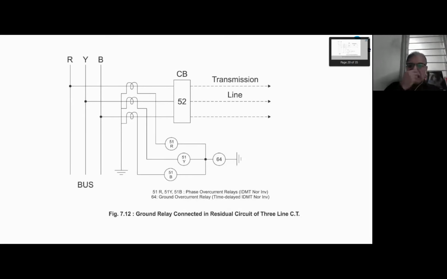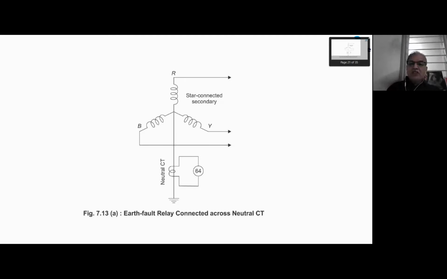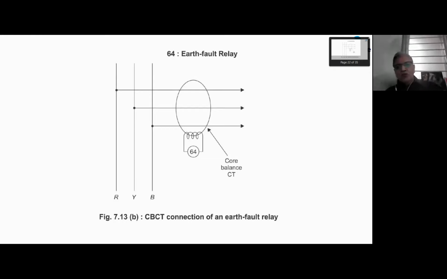Right. Another way is, if the star point is available in the secondary of the transformer, then you have to connect relay 64 in the neutral CT that is provided, right? So once again, neutral current will pass only in case of L2G or double line to ground fault. So it protects only in these two cases. The third way is to use CBCT, that is core balance CT.